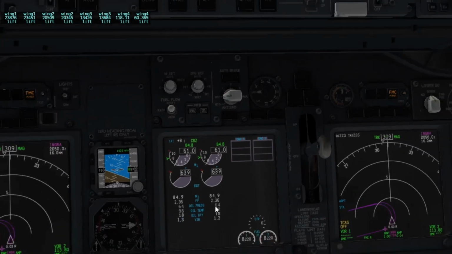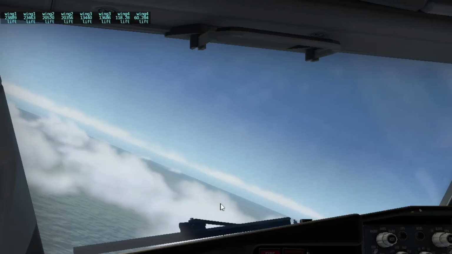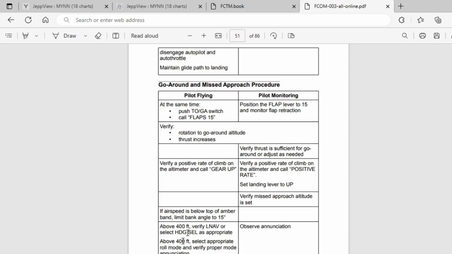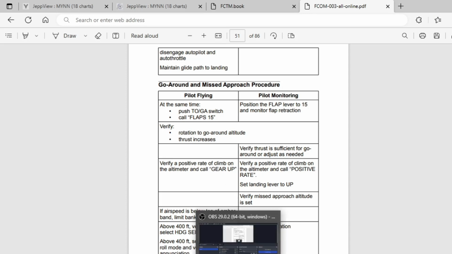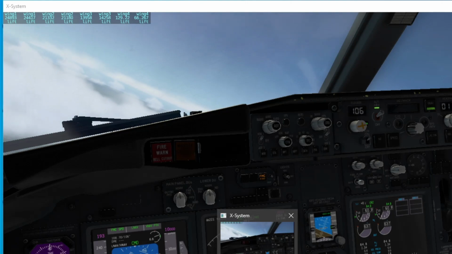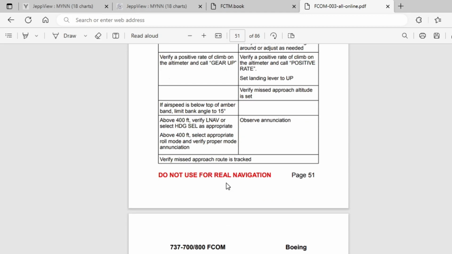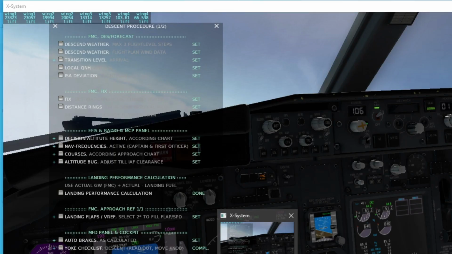And flaps create lift, but they also create drag at the same time, right? And the pilot monitoring will move the flap lever to whatever setting it is, and then you have to verify that you have the go-around pitch attitude and the thrust increases.